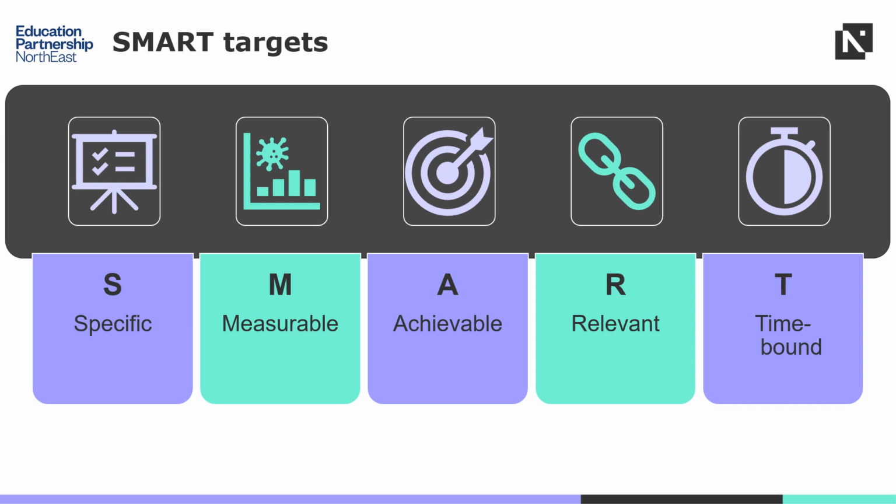Now, this is really important. Earlier on, when we were talking about maintaining that student motivation, again, it's got to be relevant and it's got to be linked to their aspirations. And then finally, time bound. What is the time frame for achieving the target? It's also important to put in milestones as you're progressing through these SMART targets.